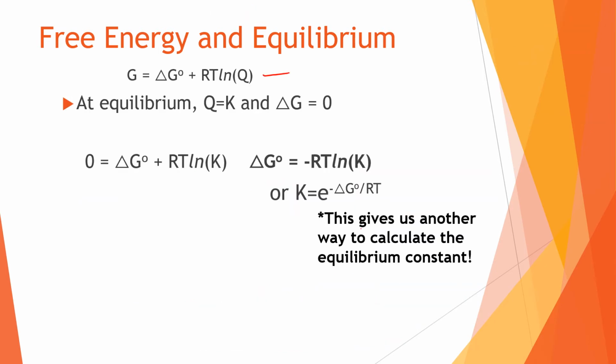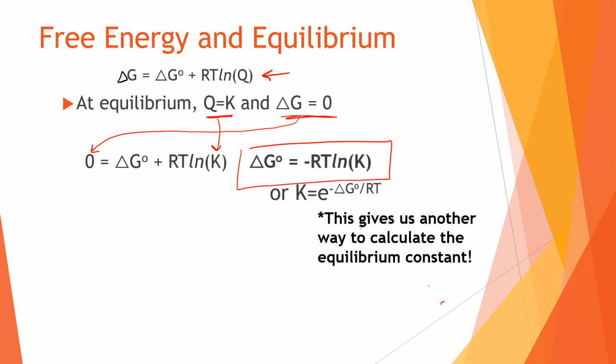All right, last but not least. So here's the equation we've been working with, calculating delta G when we're not at standard conditions. But when we are at equilibrium, then we know that Q equals K, and delta G equals 0. So what if we plug these two things in? Delta G equals 0, and Q equals K. Then we get this equation right here, which is given on your reference sheet.